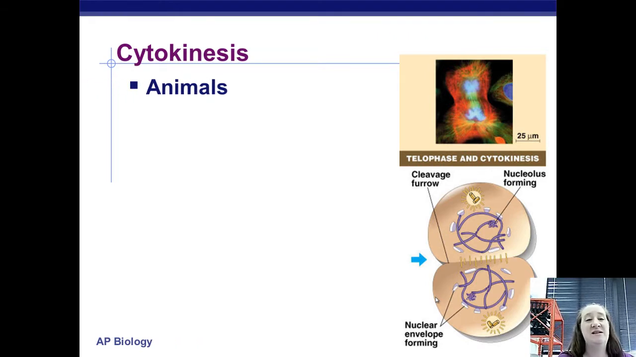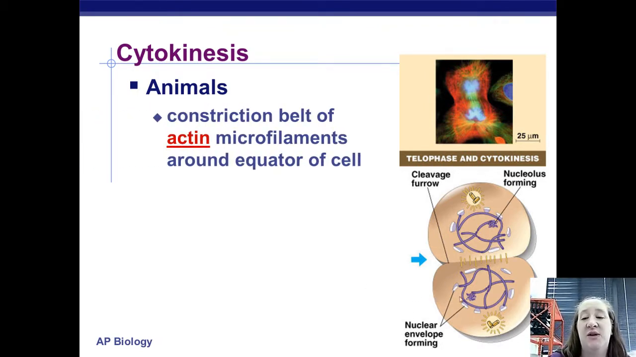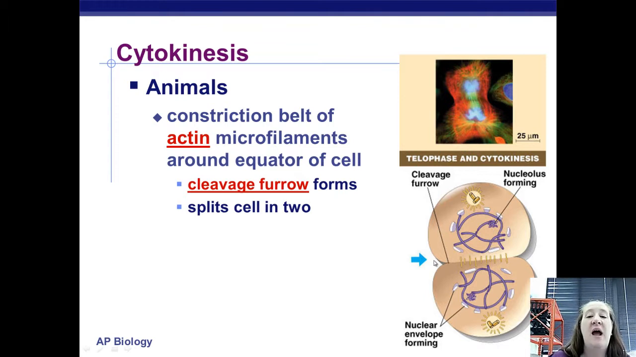Okay, so cytokinesis is the division of all the other stuff, all the cytoplasm, all the organelles, and actually pinching the membrane in half. The way it works in animals is that you get a whole band of actin microfilaments that start to constrict like a belt around the equator of the cell. We call it a cleavage furrow. That cleavage furrow is going to work like taking a string around a balloon and tying it tighter and tighter until the two pieces can be separated from each other.